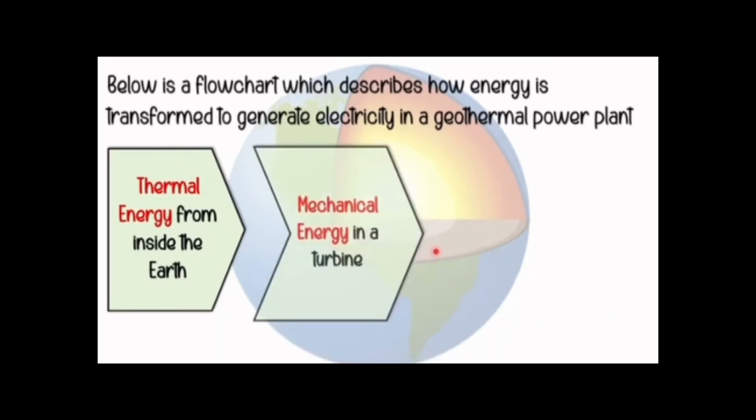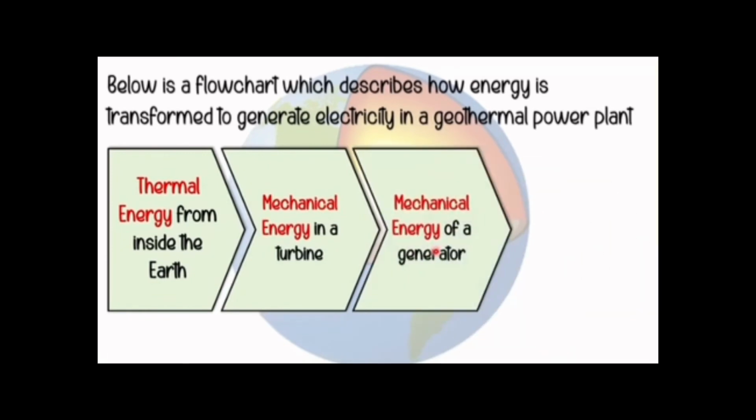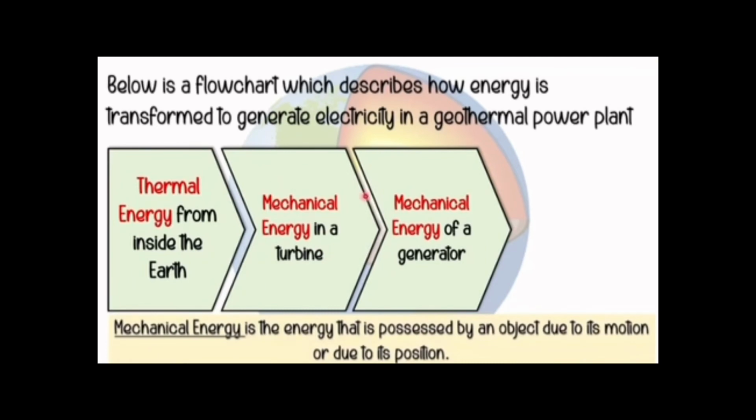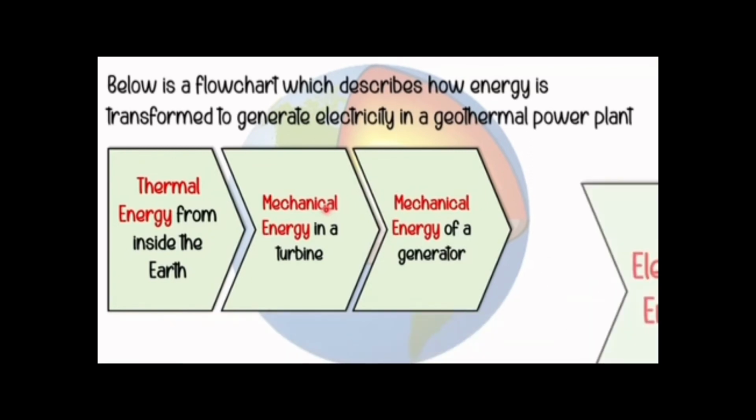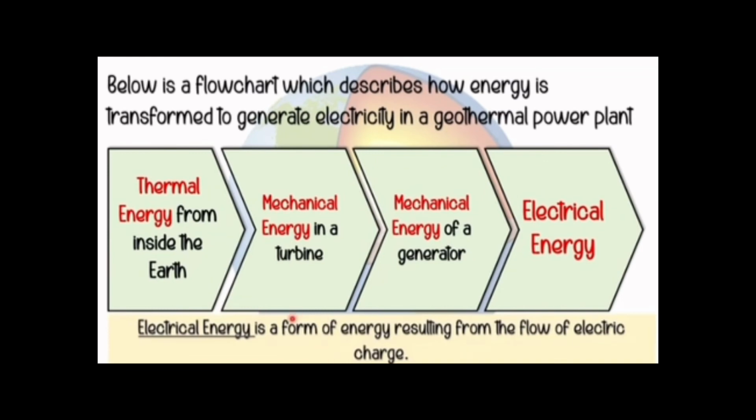Next, mechanical energy in a turbine. And then mechanical energy of a generator. When we say mechanical energy, it is the energy that is possessed by an object due to its motion or due to its position. Lastly, we have electrical energy. Electrical energy is a form of energy resulting from the flow of electric charge.